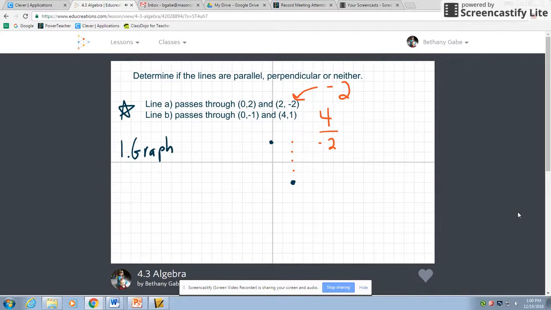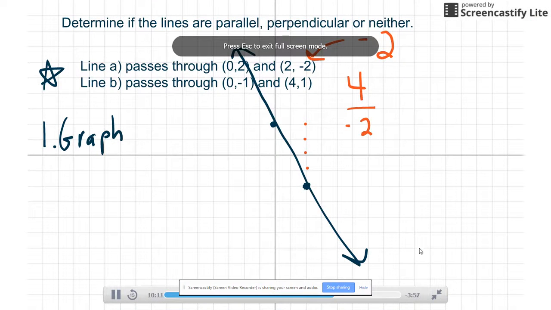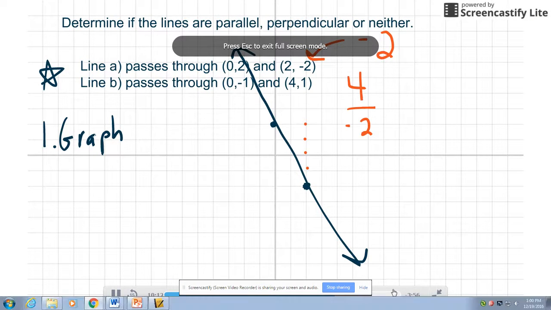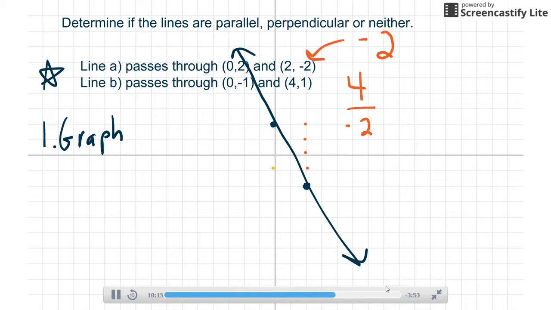Then I'm going to go ahead and draw that line. Okay, so there's my first line. My second line passes through (0, -1) and (4, 1). 1, 2, 3, 4, 4, 1. So again, I'm going to draw my line here.